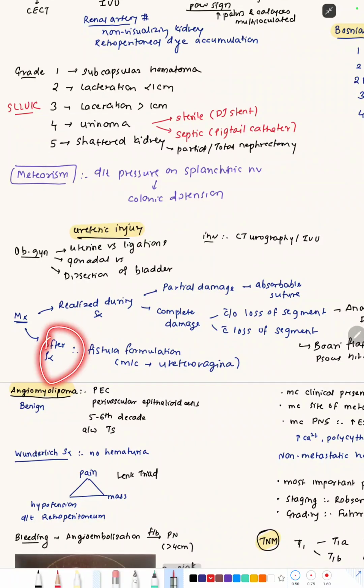Then after surgery, the complications can be urinoma formation, so conservative management or a pigtail catheter can be used depending upon whether it is infected or not. Then fistula formation is one of the most complex complications, and there is a ureterovaginal fistula that is found.